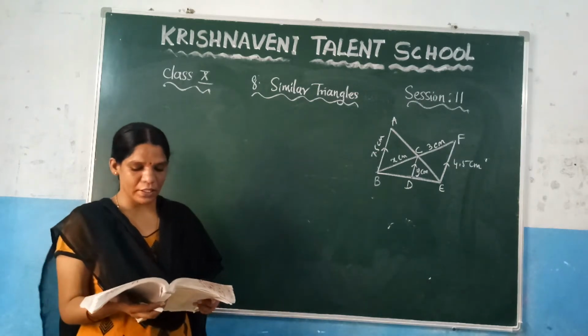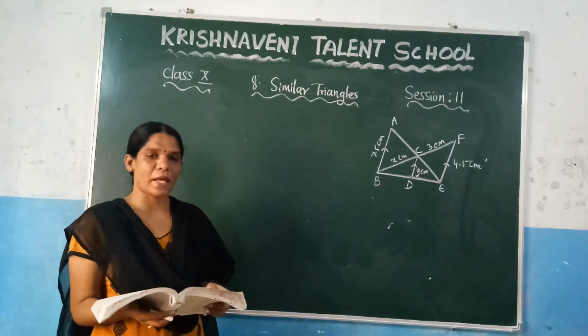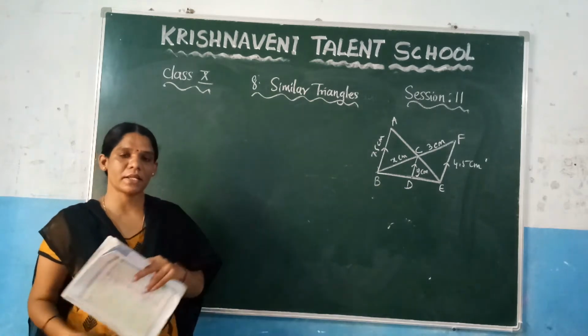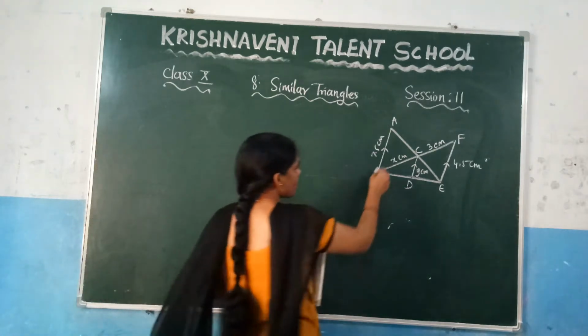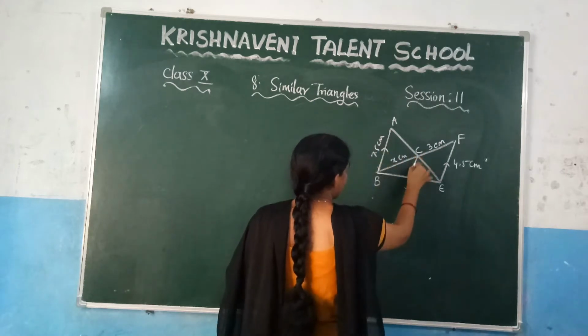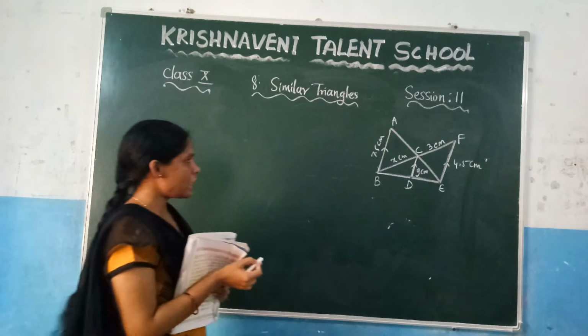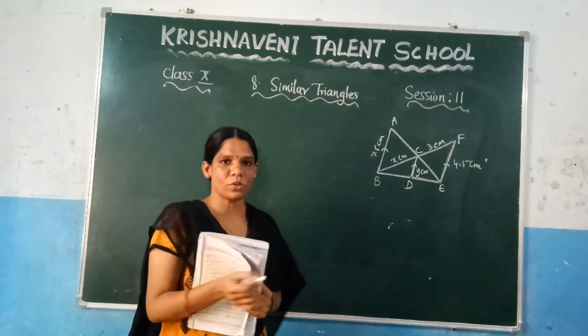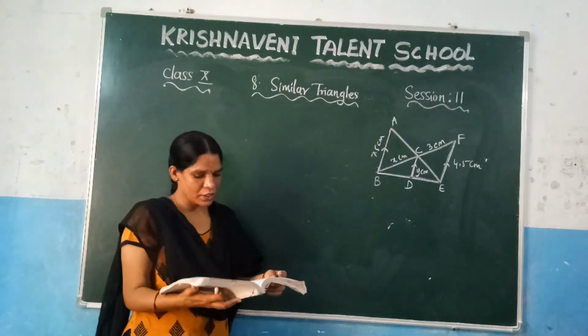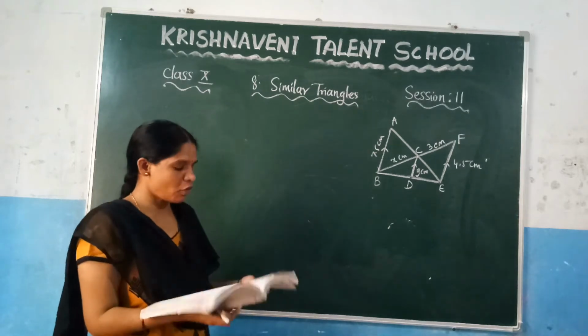In the given figure, AB is parallel to CD is parallel to EF. That means these three lines are parallel. What are those lines? AB, CD and EF. These lines are parallel. AB is parallel to CD and CD is parallel to EF. And after that they have given here the length of AB.